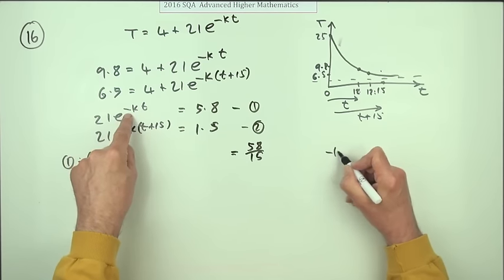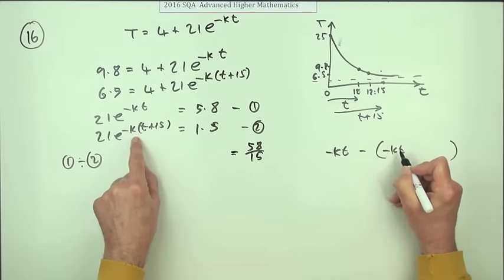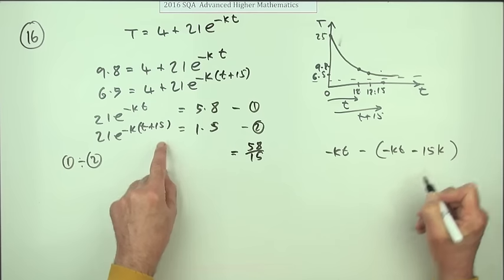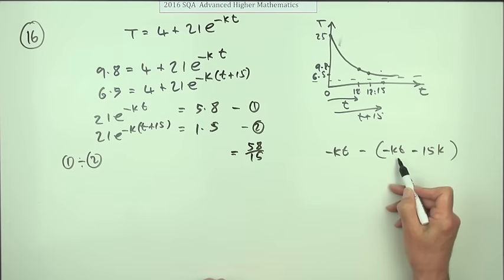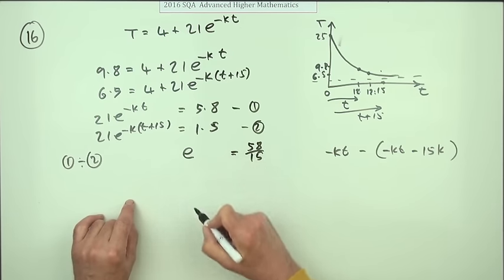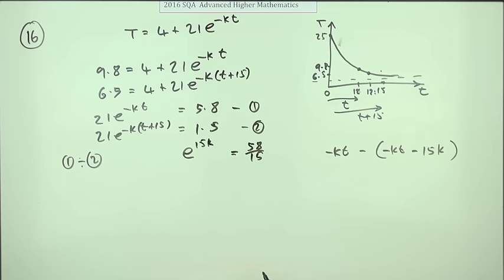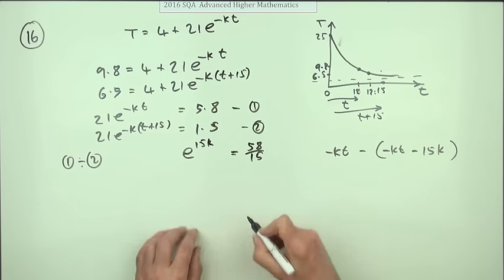But when you divide variables, you subtract their exponents. Just a quick check of that: it's negative kt, and from it you're subtracting negative kt minus 15k. So altogether, that will come to plus 15k. So you just end up with this: e to the 15k equals that. Now we can find k.